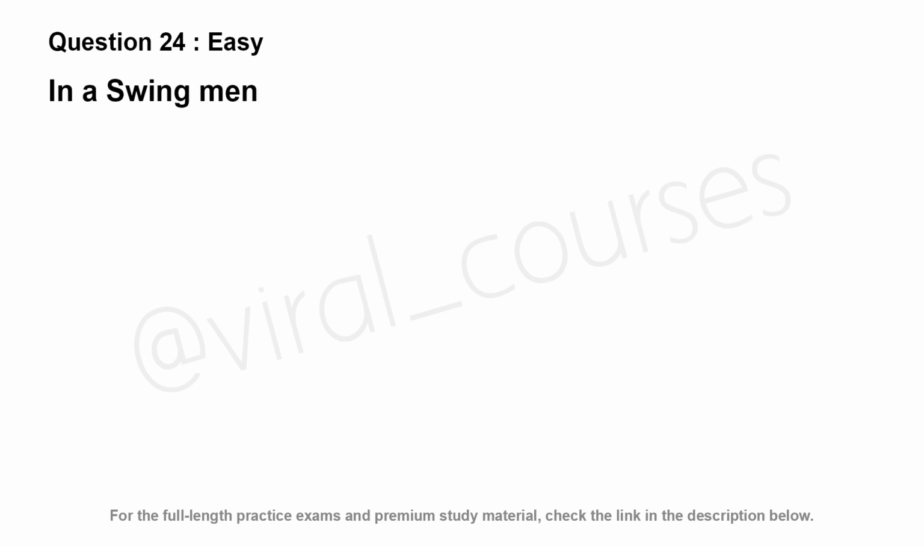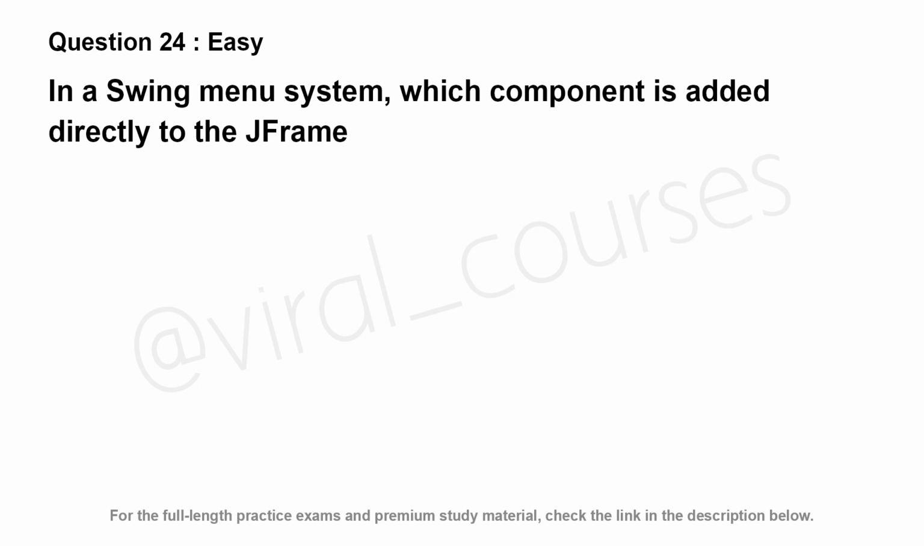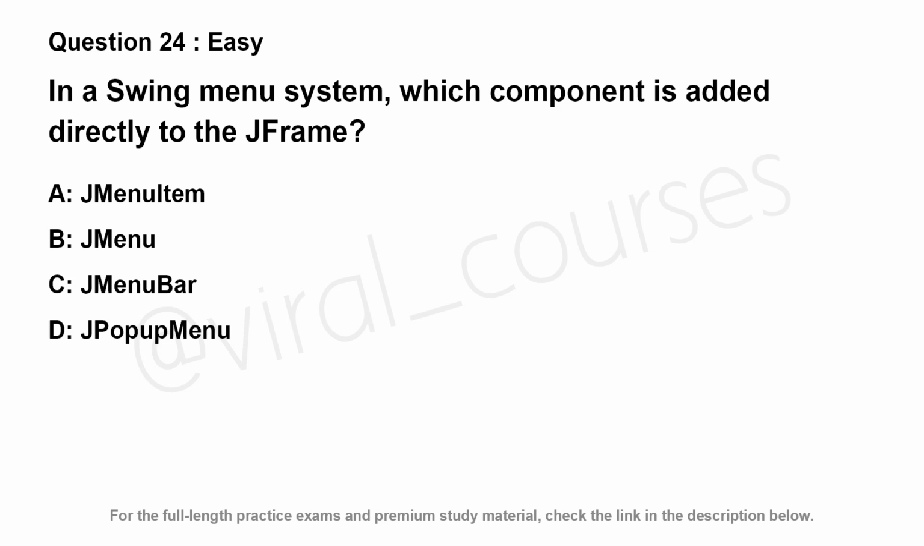In a Swing menu system, which component is added directly to the JFrame? Option A, JMenuItem. Option B, JMenu. Option C, JMenuBar. Option D, JPopupMenu.